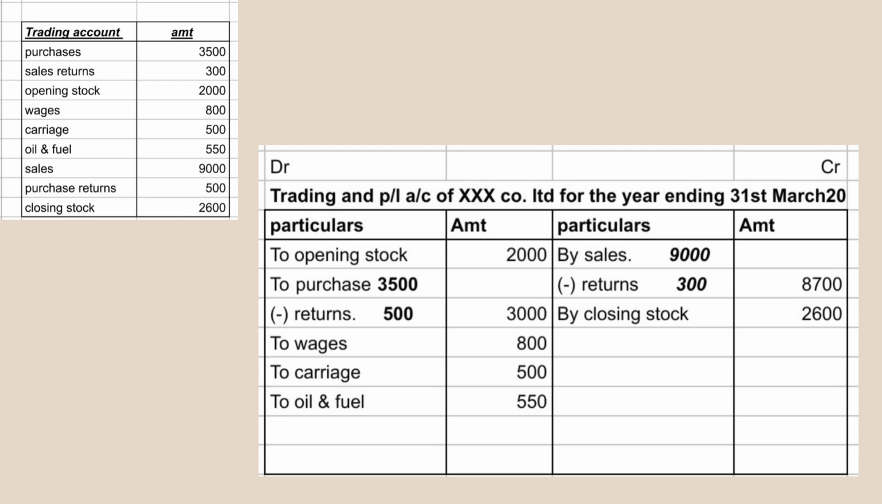And we are left with sales. By sales 9000 in the inner column, minus sales returns 300 in the inner column. After deducting, in the outer column, the worth is 8700. In the adjustments, we have only a single adjustment, that is closing stock. Always remember, closing stock will be written in the adjustments. So see that and write by closing stock on the credit side of the trading account, 2600. These are the items which relate to factory related incomes and expenses. Incomes on the credit side, expenses on the debit side.